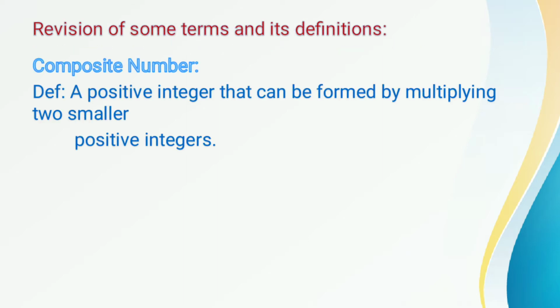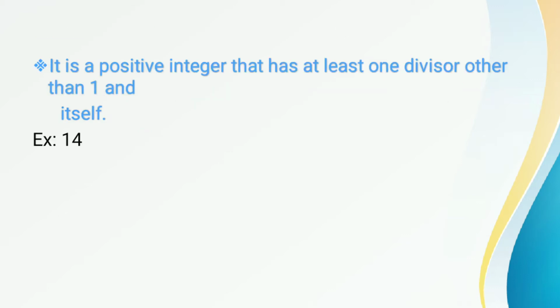First one, composite numbers. Definition: a positive integer that can be formed by multiplying two smaller positive integers. It is a positive integer that has at least one divisor other than 1 and itself. For example, 14, we can write 14 as 2 into 7.